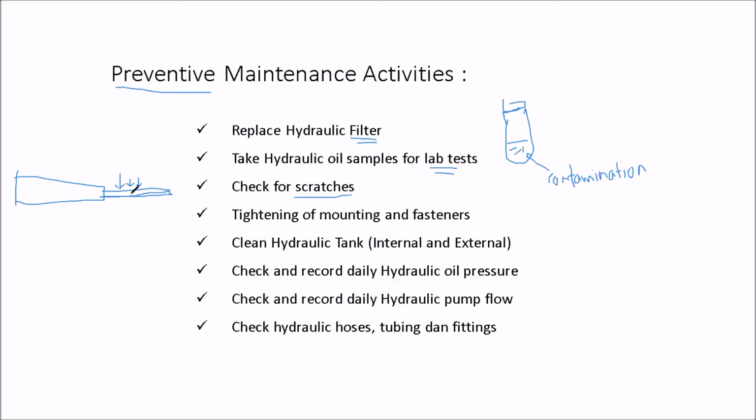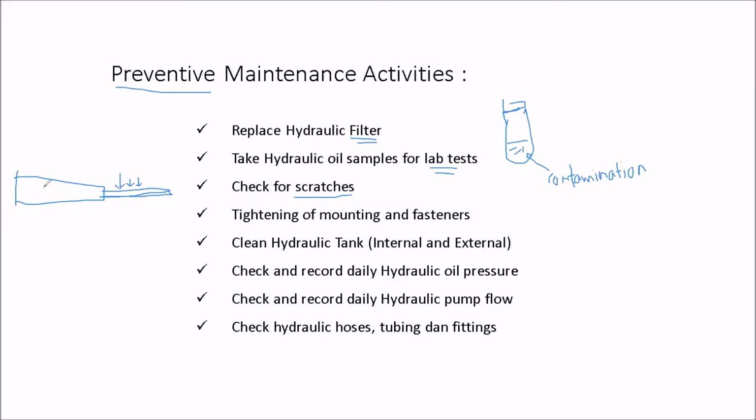What happens when it is bent? It will start to scratch inside. So you need to check for scratches. This can also be checked in motors, or any moving part of the hydraulics, which is obviously outside the machine. And then the tightening of mounting and fasteners.